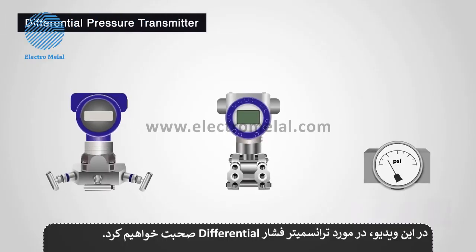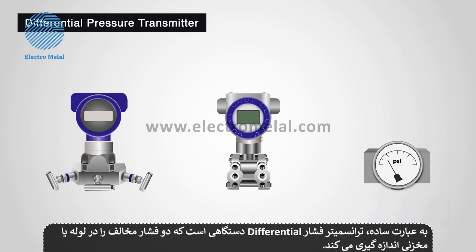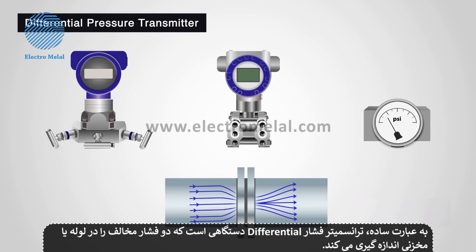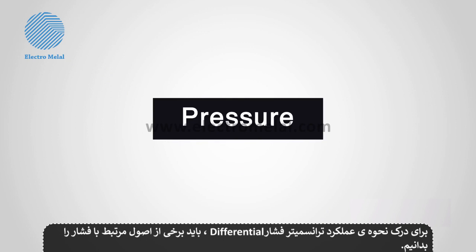In this lesson, we are going to discuss differential pressure transmitters. Simply put, a differential pressure transmitter is a device that measures two opposing pressures in a pipe or vessel. To understand how a differential pressure transmitter works, we need to know some principles of pressure.